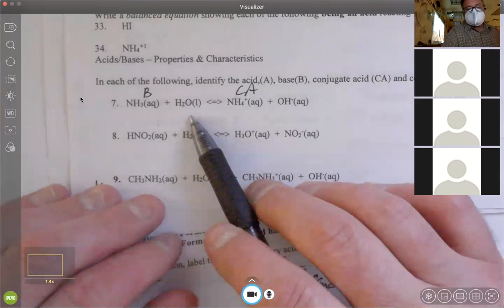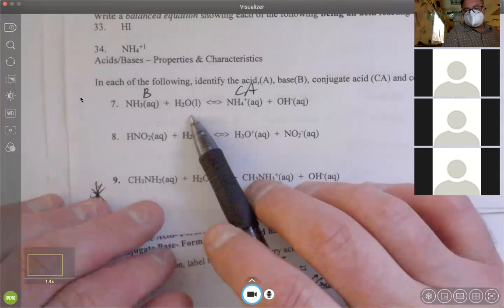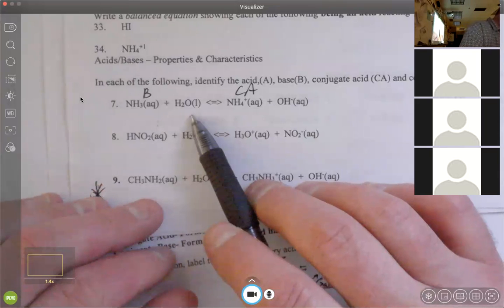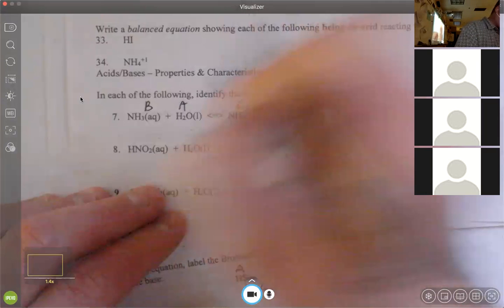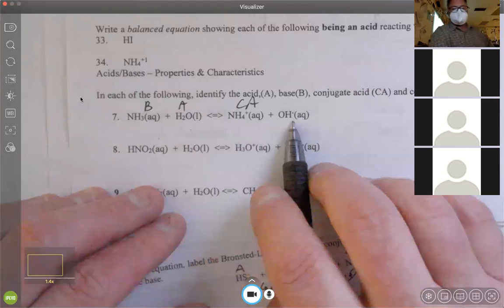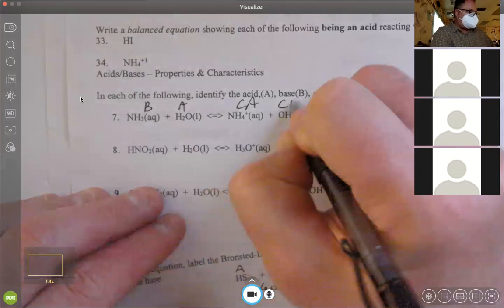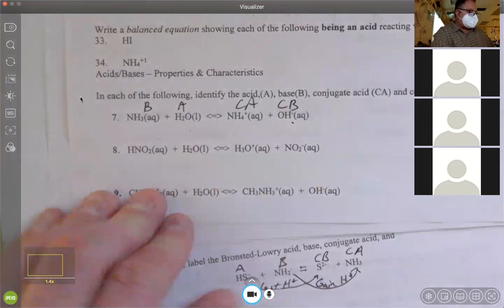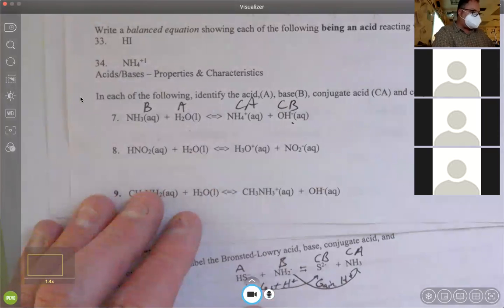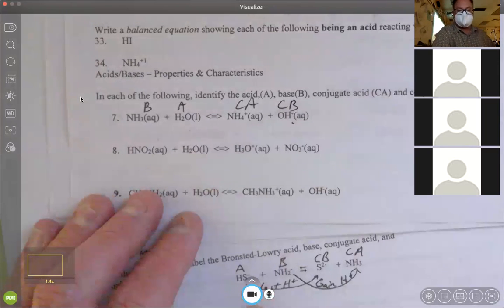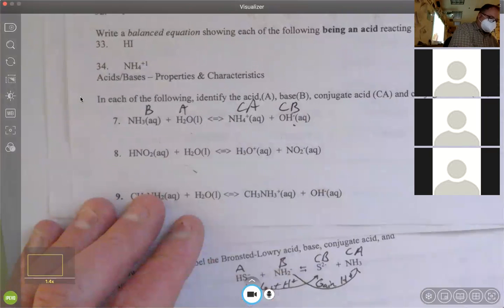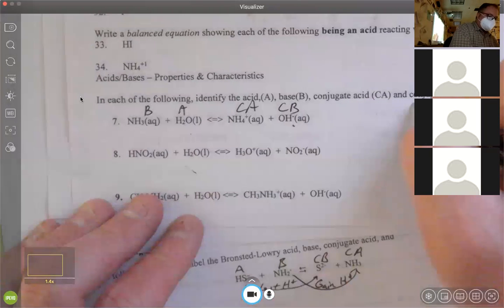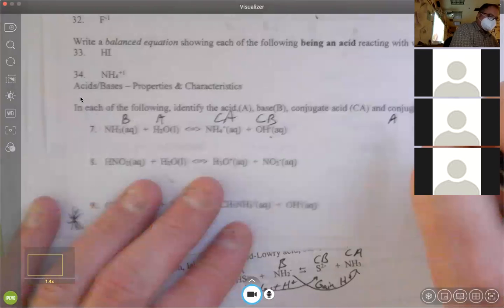Cool. So what's H2O acting as? Acid. That makes OH negative a what? Conjugate base. Boom, boom. Now, water can act as an acid or a base. You'll see that as you go through here. A substance that acts as an acid or a base is called amphoteric.